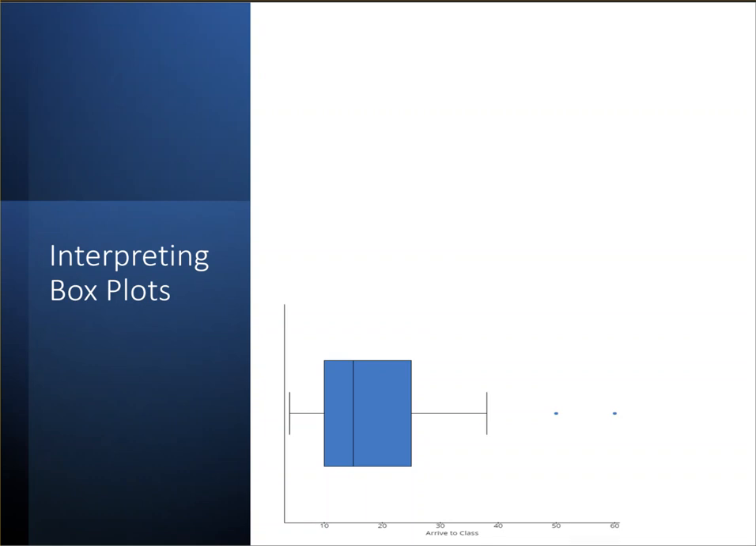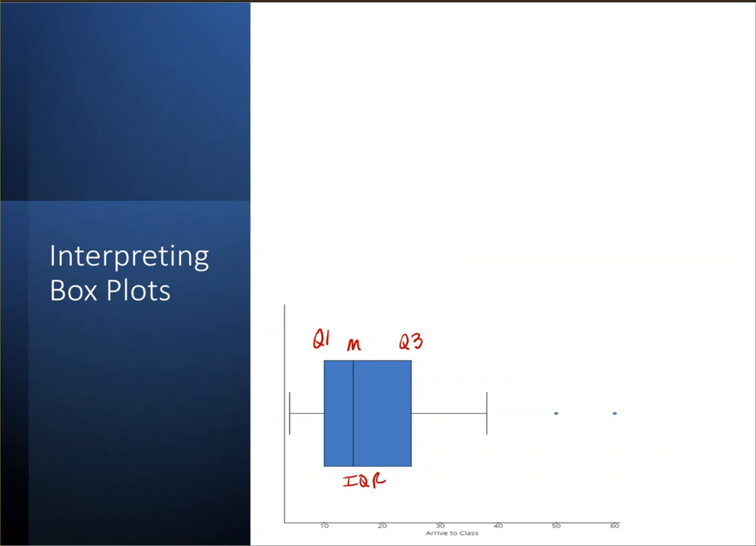Now that we know how to actually construct a box plot, let's look at how we would interpret the box plot. Remember that our box itself in the box plot, this blue box that we're seeing here, is constructed by finding Q1 for the left edge, Q3 for the right edge, and the median is in the middle. We also know that the Q1 to Q3 range is considered the IQR, or the middle 50% of the data.